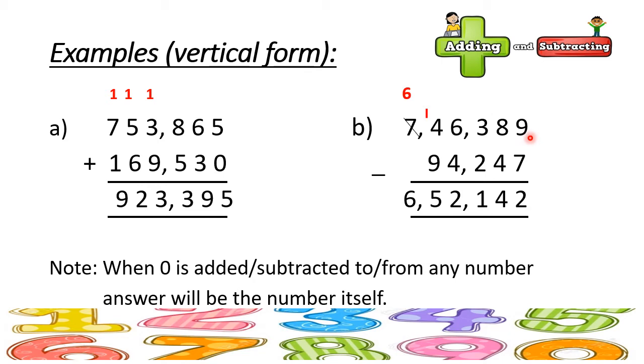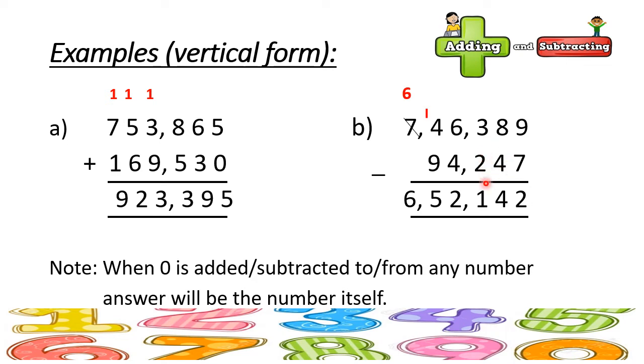In this example, in the ones column we have 9 and 7. When we subtract 7 from 9, the answer will be 2. Then when we subtract 4 from 8, 8 minus 4 will be 4.